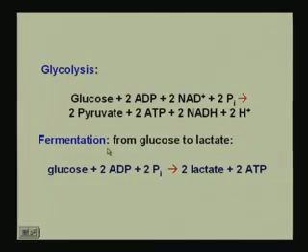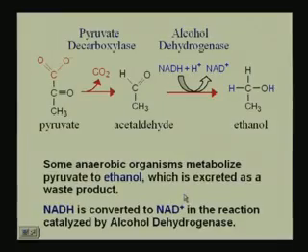So, this is our final steps of glycolysis, where we have our glucose, 2 ADP, 2 NAD plus going to 2 phosphate plus 2 phosphate, that forms 2 pyruvate, 2 ATP, 2 NADH plus 2H plus. In the fermentation, instead of pyruvate, we are going to get lactate. Okay? So, we have the glucose that with 2 ADP plus 2 Pi will give us 2 lactate plus 2 ATP.